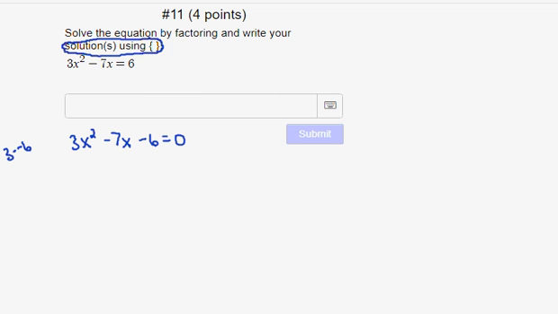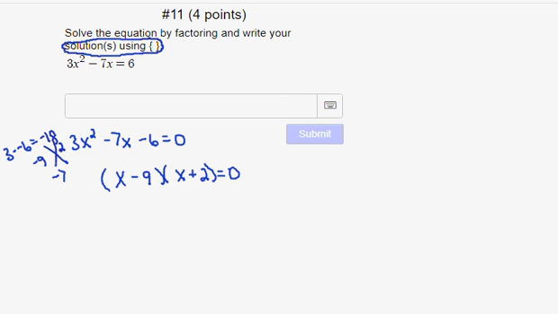3 times -6 equals -18. We need two factors of -18 that add up to -7. Remembering back to how we do this, -7 means we're going to have -9 and +2. So we have x minus 9, x plus 2 equals 0. These are the factors here.